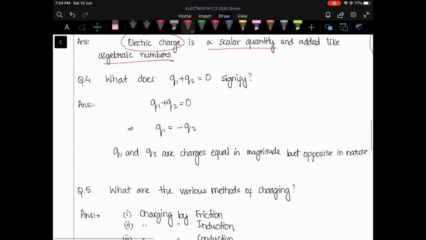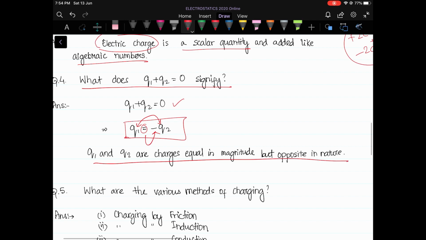Next question, what does Q1 plus Q2 equal to 0 signify? Here we can write Q1 plus Q2 equal to 0, and then we can write Q1 is equal to minus of Q2. It simply means that charges Q1 and Q2 are both equal in magnitude, but they have opposite nature because there is a negative sign.